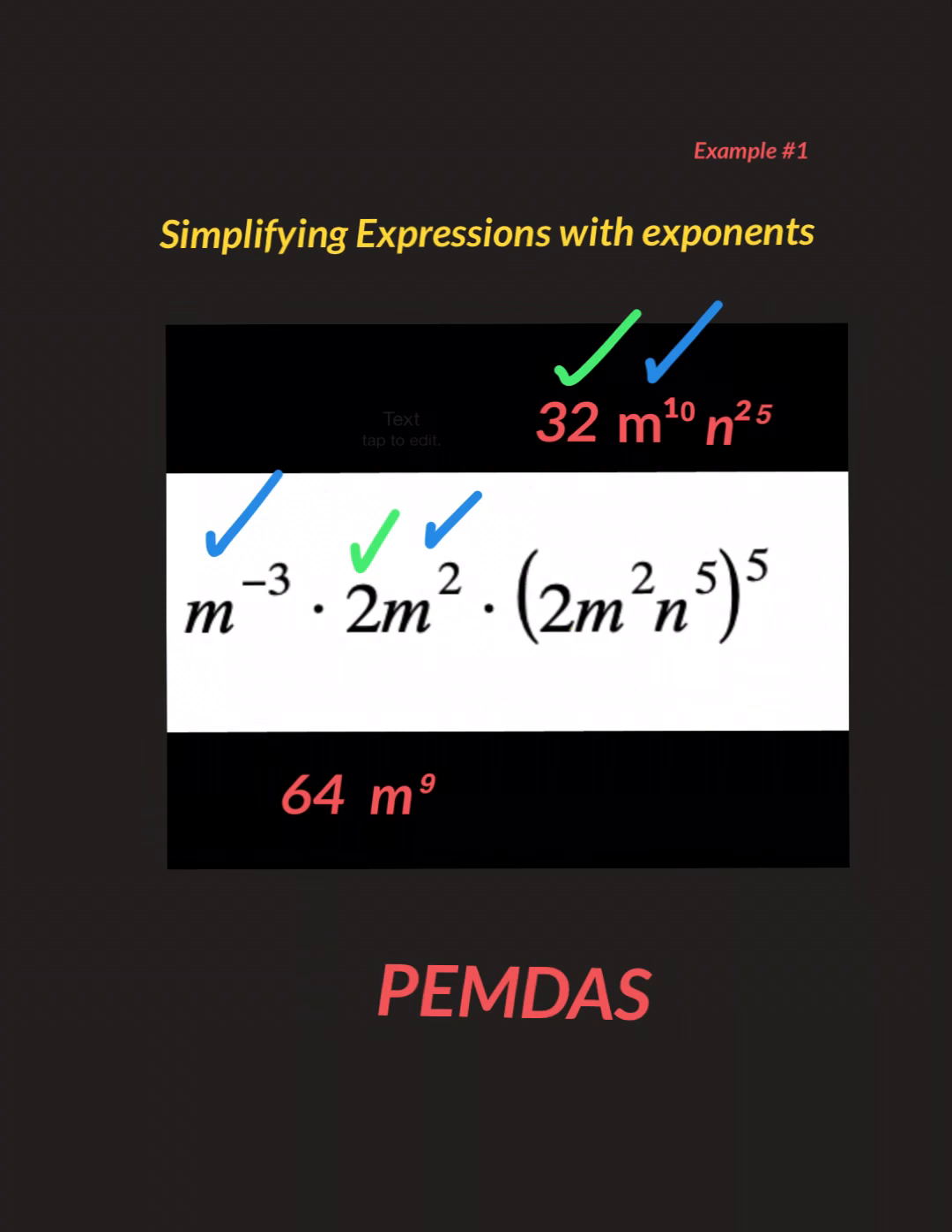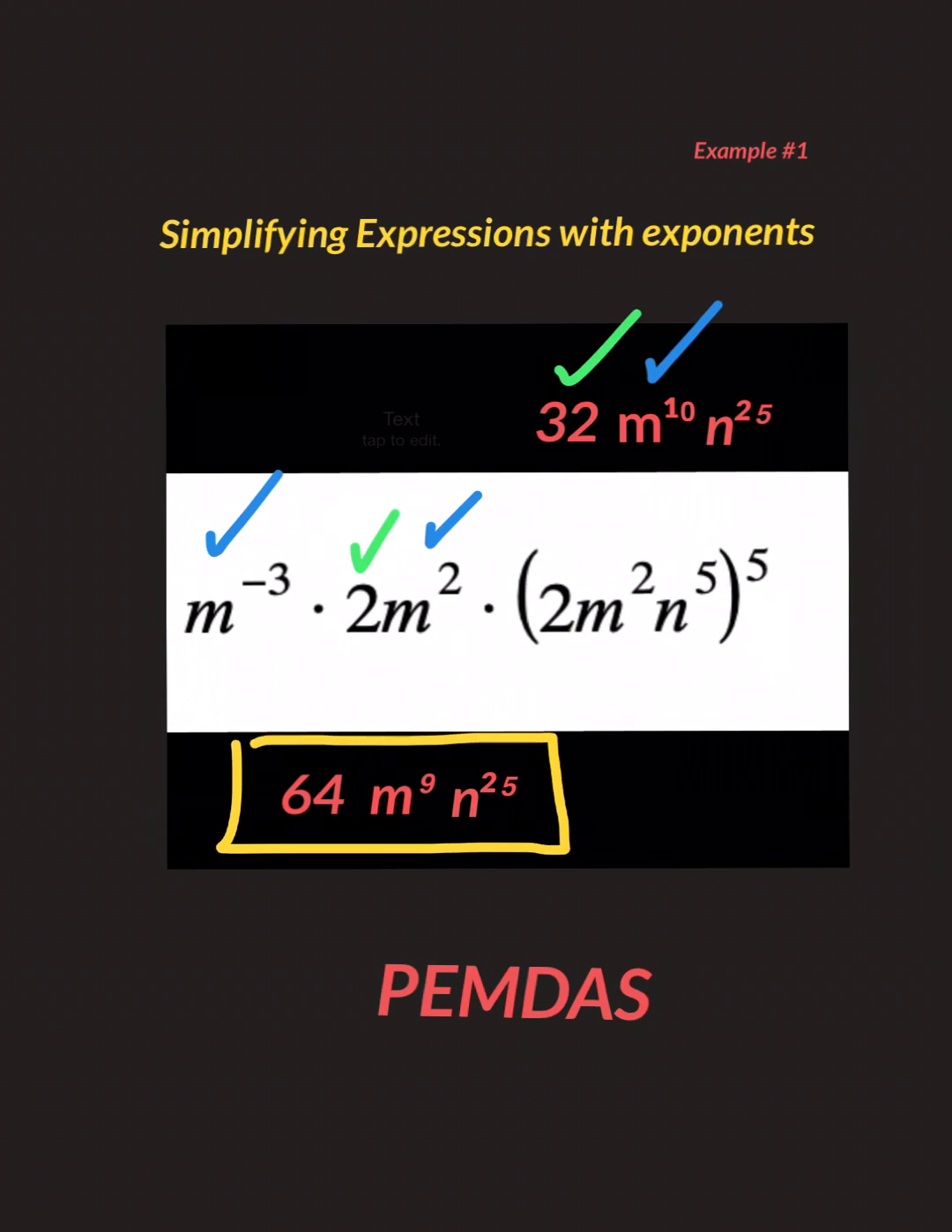Now last but not least, you would then do the same process with the n's, but since there is only one term that has an n, and that is the n to the 25th power, it basically gets multiplied to my expression to complete my answer. And this, ladies and gentlemen, is the answer to my simplified expression here using exponents.